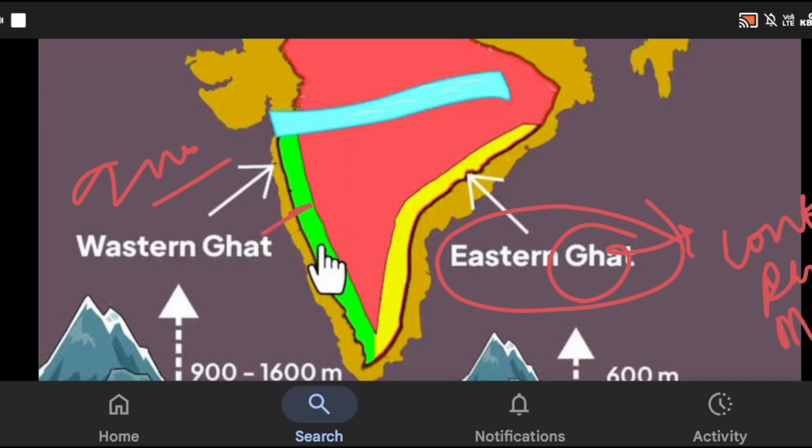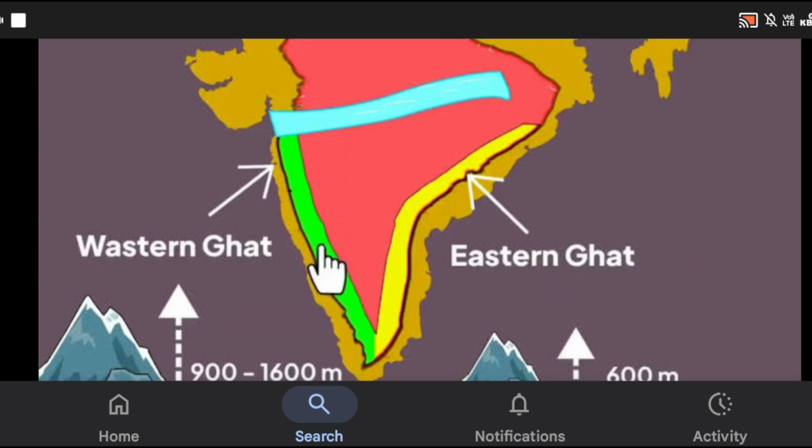When it comes to the western ghats, they are slightly higher than the eastern ghats. And one more thing, it is very important: western ghats are a continuous mountain range, whereas the eastern ghats are a discontinuous mountain range, or they are not a continuous mountain range. I'll tell you what the reason actually is.